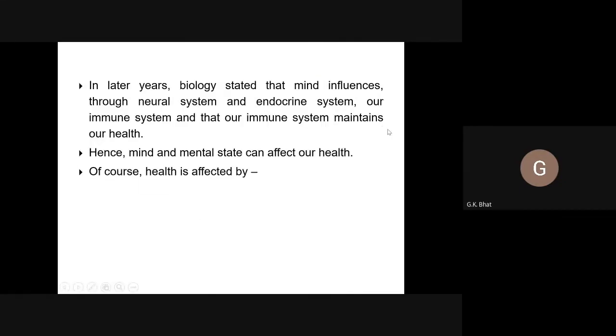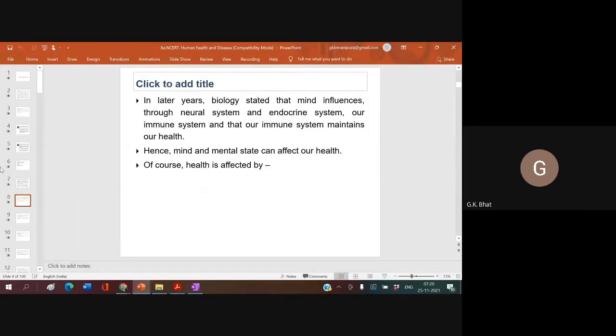In the later years, biology stated that mind, this is very important, mind influences, through the central nervous system and endocrine system, our immune system, and that our immune system maintains our health. You agree. If at all you have very good health, it means your immune system is so strong. Your immune system becomes so strong because of the mind influencing the neural system and the endocrine system.